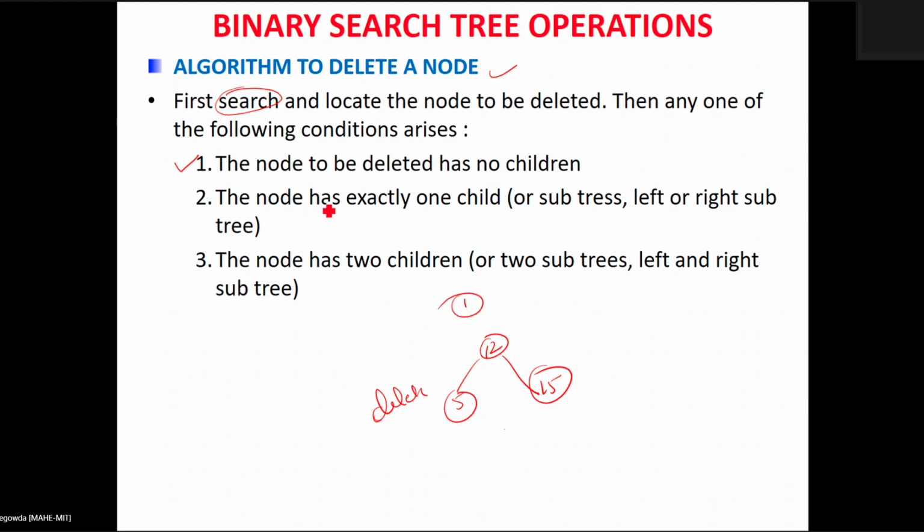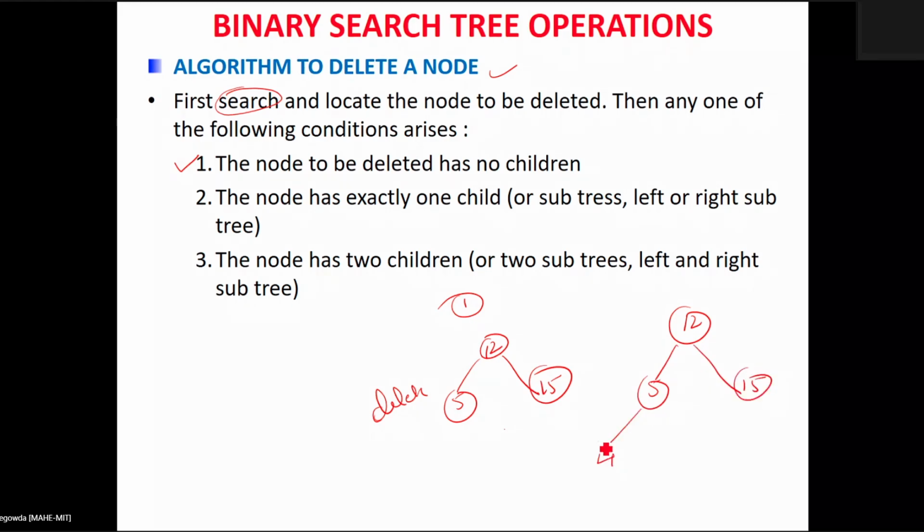Second situation: the node has exactly one child. The node to be deleted may have only one child, either a right child or a left child. Say, for example, I have 12, 5 and 15, and I have a 4 here. Let us assume that in this second case, I want to delete the 5.